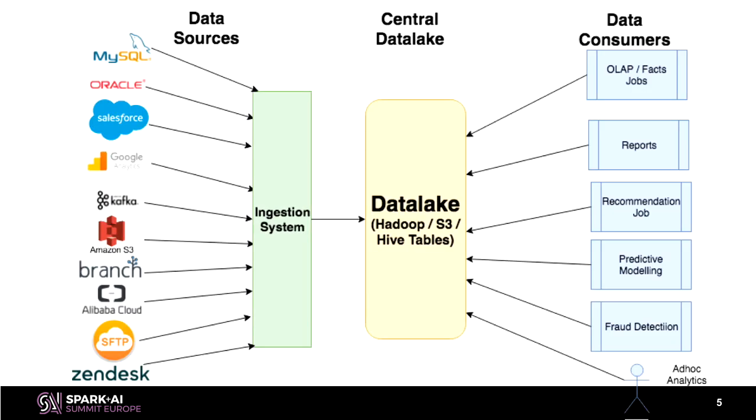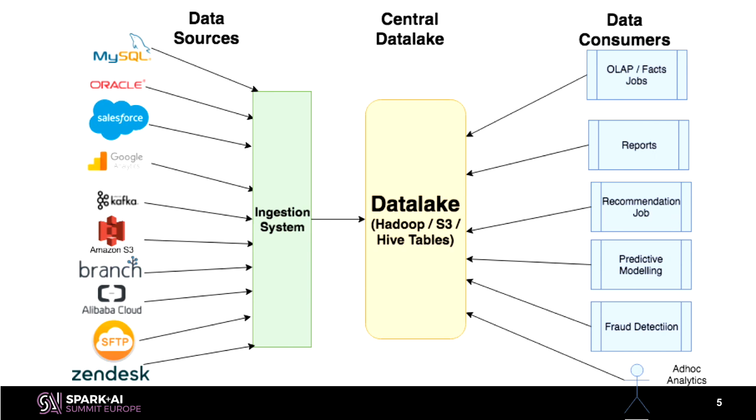Let's start with the ingestion requirements. What you see on the left side are different types of data sources. You can have data sources like MySQL, Oracle, Salesforce, Google Analytics, Kafka, Amazon S3. You can also have third-party sources like Branch.io, OneDirect. You can also have Alibaba's cloud OSS, which is similar to S3, SFTP, Zendesk, etc. There can be many more sources. I've just listed a few of them that we ingest, but there are more sources that we ingest as well.